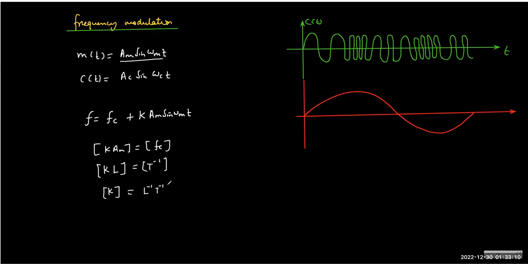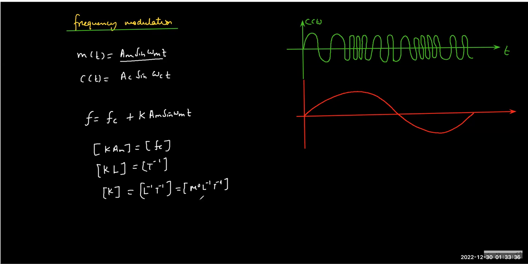L inverse, T inverse. Tell me. Are you realizing why K is required here? Otherwise, I can't write it, no? I simply change the frequency. Okay. So once I change the frequency, my job is easy. My job is really easy.